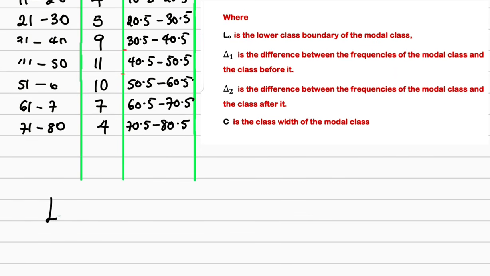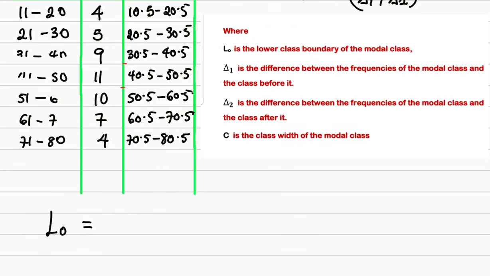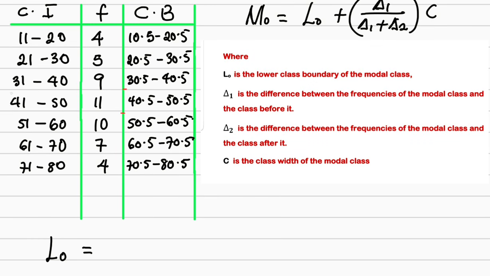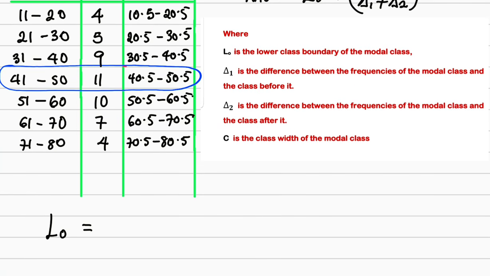We're going to start with the first one, LO, which is the lower class boundary of the modal class. Then what is the modal class? The modal class is the class interval with the highest frequency. And in this case, the one with the highest frequency is this. So we now have our modal class. Then we are going to find LO. Of course, LO now will be this. That is the lower class boundary of the modal class. So we are going to have 40.5.